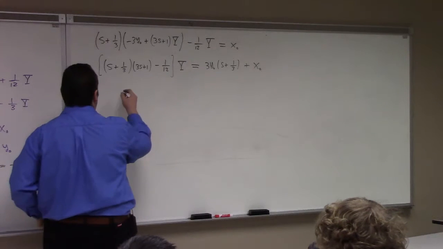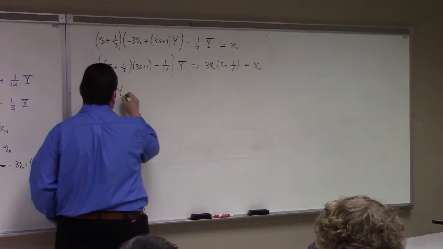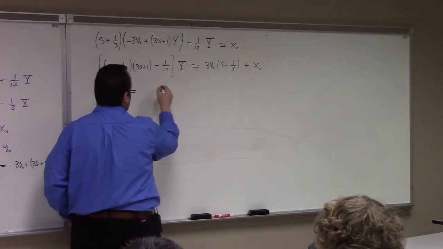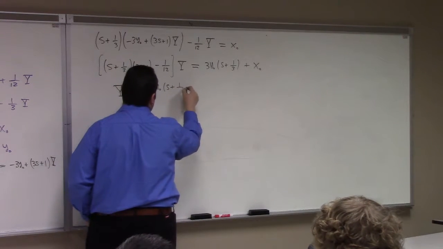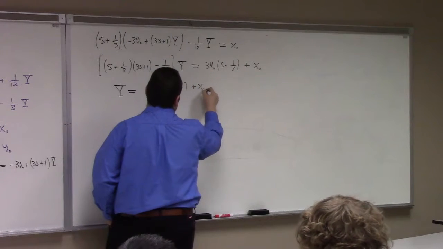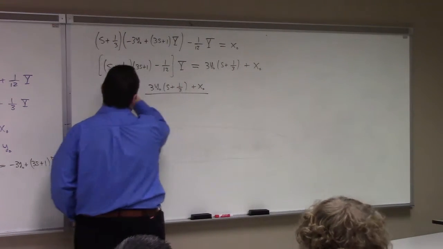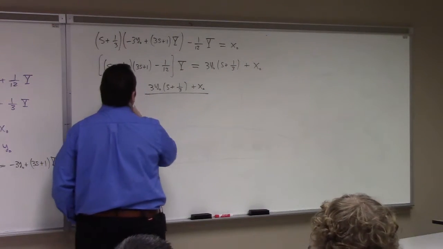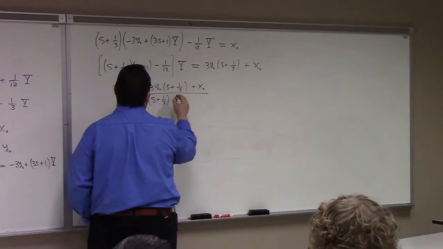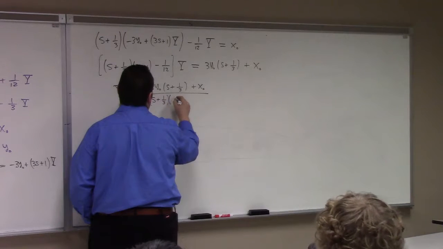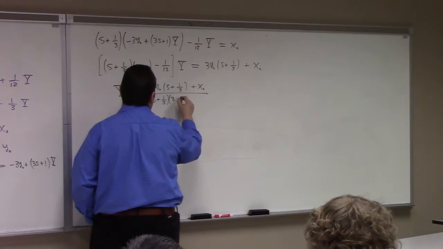So of course we can solve for big Y at this point, right? And that gives us 3y naught times s plus 1/3 plus x naught divided by this thing. I think there's going to be a way to make that prettier, right?